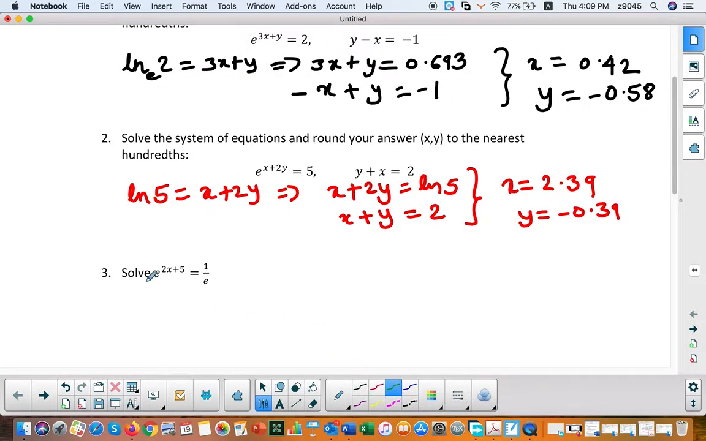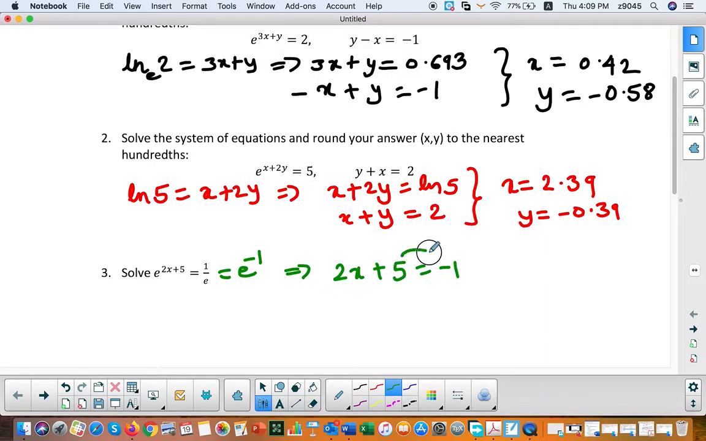Now we have another question. We need to find the value of x in this question: e to the power 2x plus 5 equals 1 over e. I can express the right side as e to the power minus 1. Now e to the power 2x plus 5 and e to the power minus 1 have the same bases. Whenever the bases are the same, the exponents can be equated. This gives me 2x plus 5 equals minus 1.